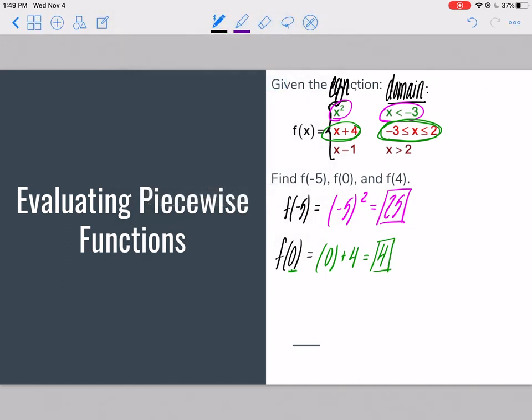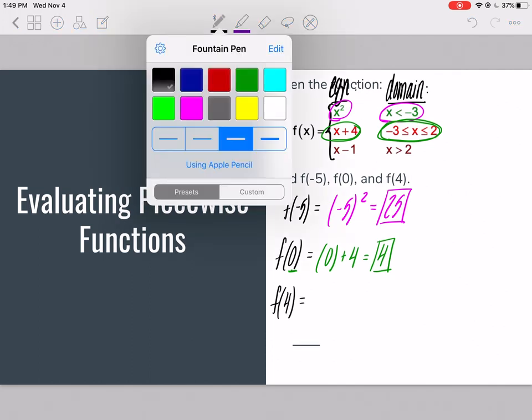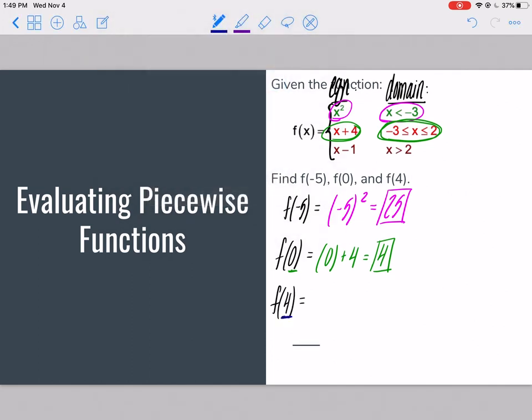And then last but not least, f of 4. Again, we evaluate where is 4 in the domain. Well, 4 is greater than 2, so we're going to use this last equation. So 4 minus 1, plug that in for x, we get 3.